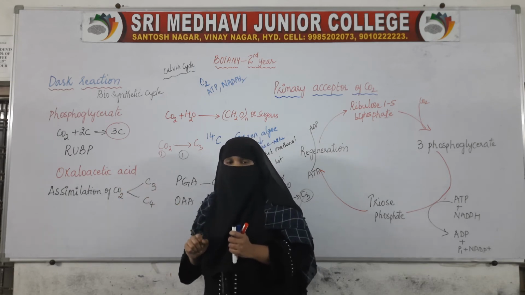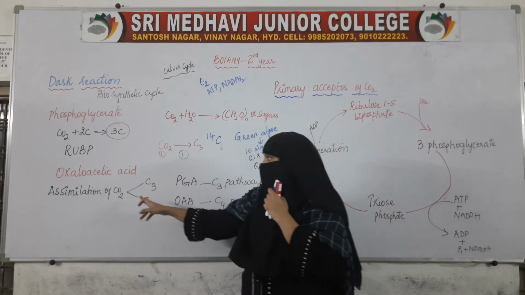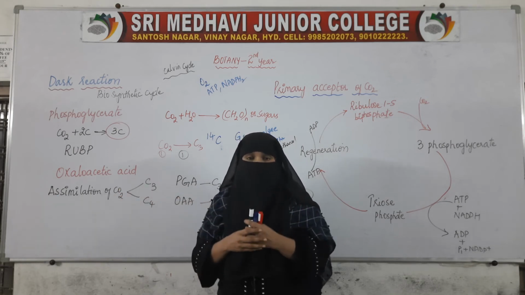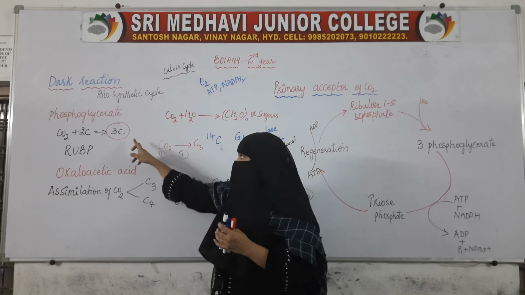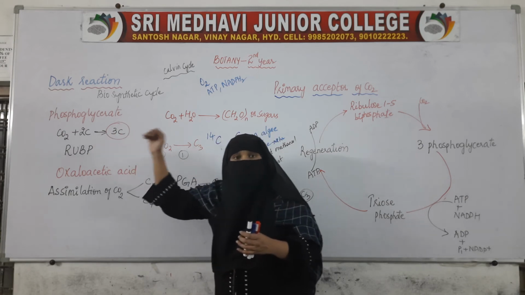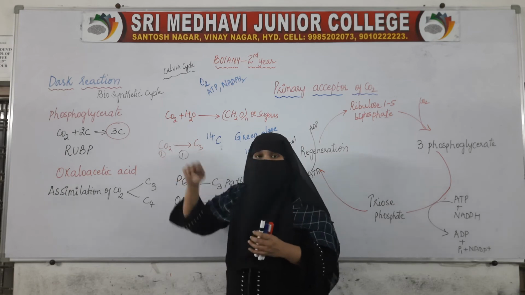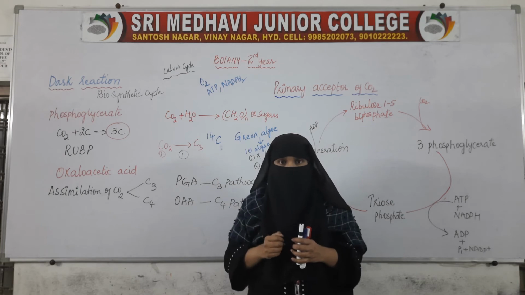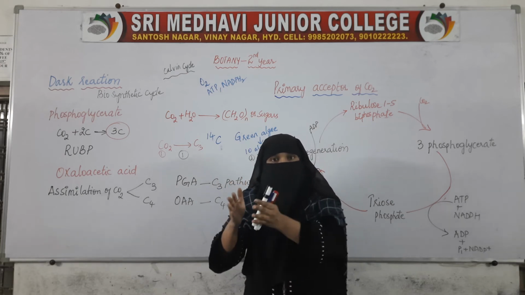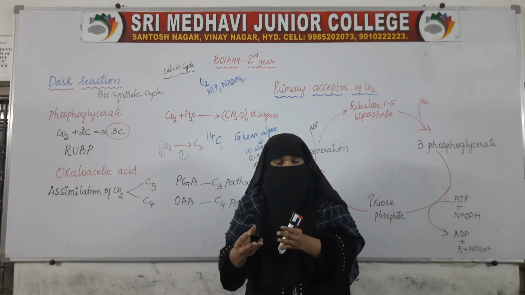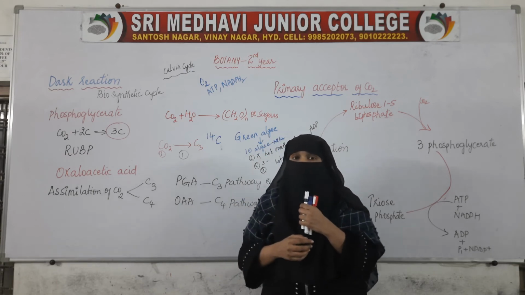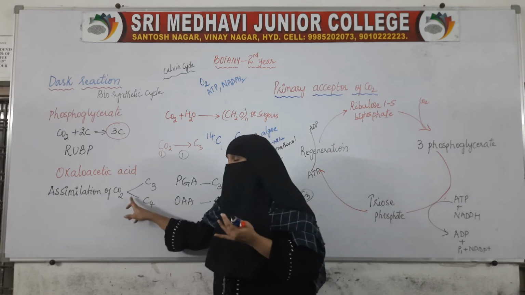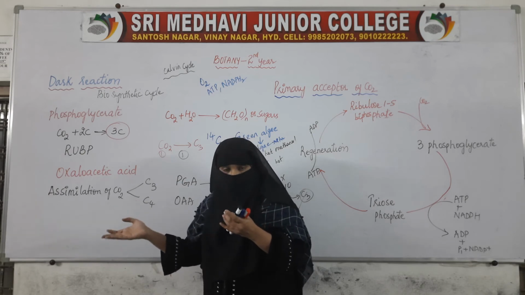Based on the assimilation of carbon dioxide, that is combining carbon dioxide with another compound, because only when carbon dioxide is combined with another compound can a 3-carbon compound be formed. A single carbon dioxide cannot be changed into a 3-carbon compound. Carbon dioxide has to be added to another compound, and then a 3-carbon compound will be formed. So it depends on whether it combines with a 2-carbon compound or whatever compound.